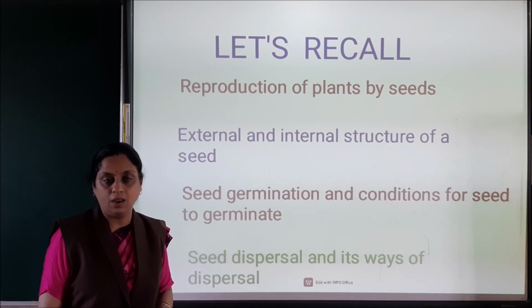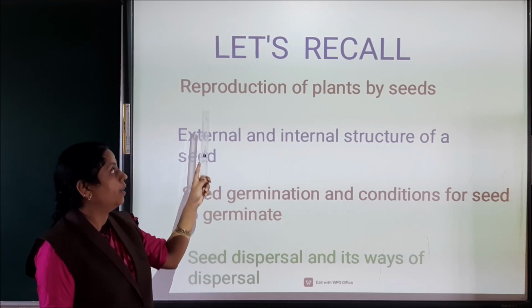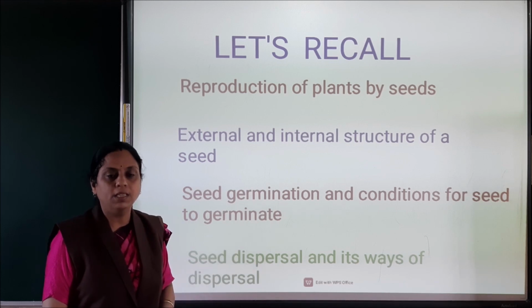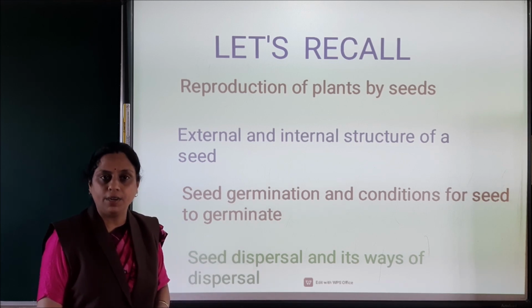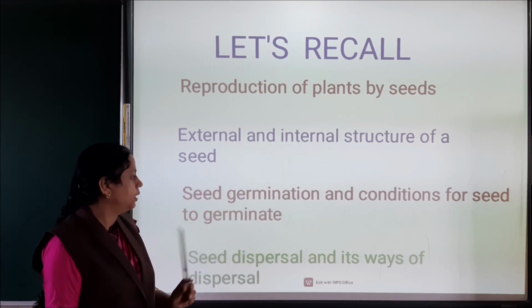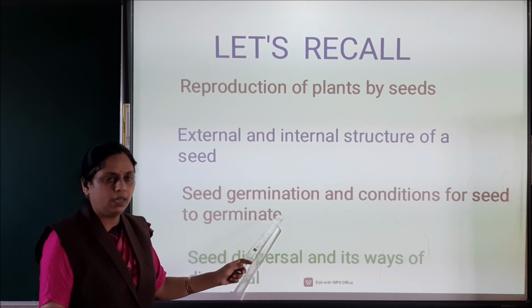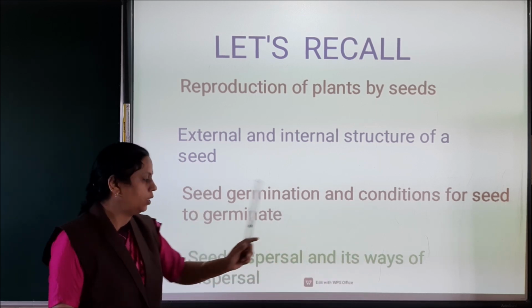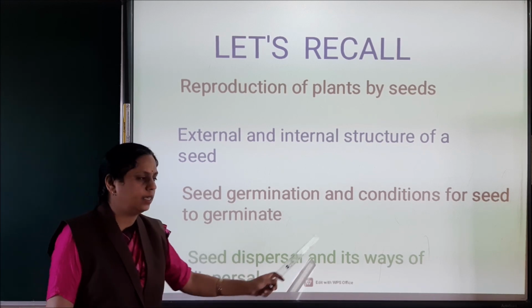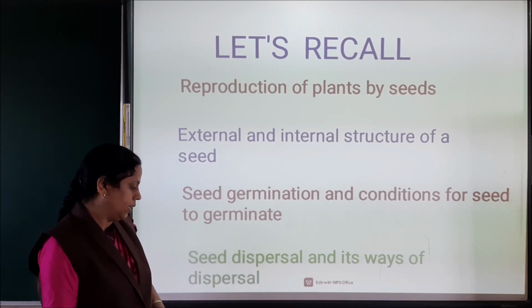Now let's recall what we have learned in the previous session. We have learned reproduction of plants by seeds. That means all flowering plants reproduce from seeds. External and internal structure of a seed. Seed germination and conditions for a seed to germinate. Seed dispersal and its ways of dispersal.